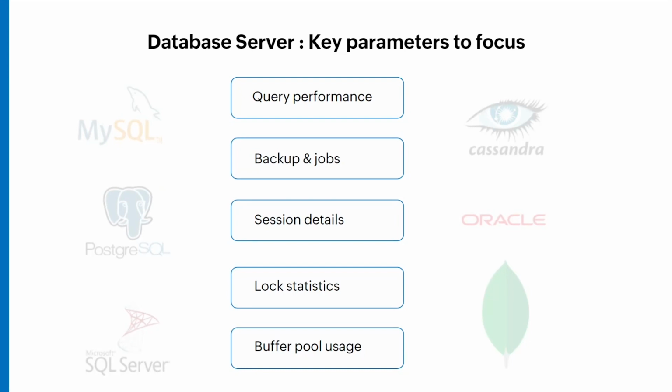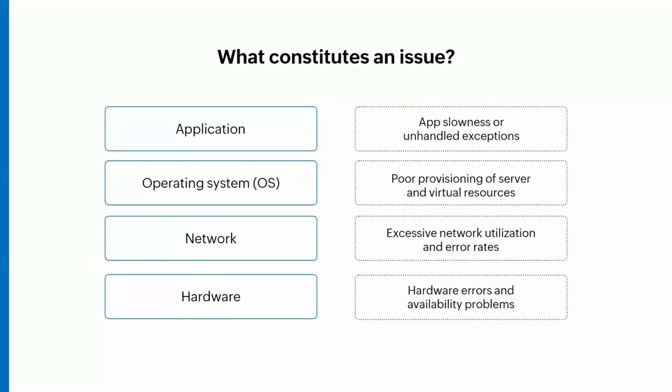Now, another critical question is what exactly constitutes an issue? That depends upon the layer of your IT infrastructure. When it comes to the hardware layer, the issues might be related to hardware errors or availability problems in your printer, CPU, fan, etc. When it comes to network, it could be because of excessive network utilization and error rates. It might be because some of your in packets and out packets aren't going in and out on time.